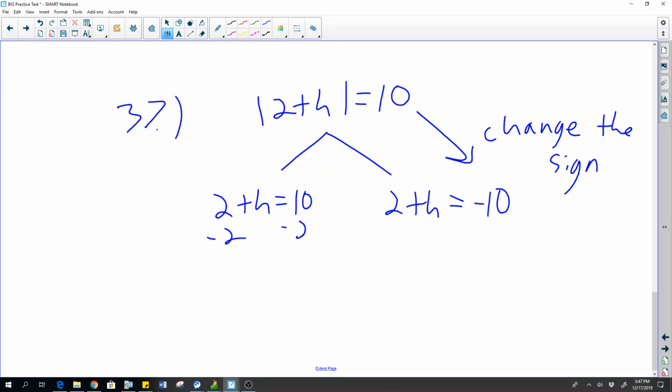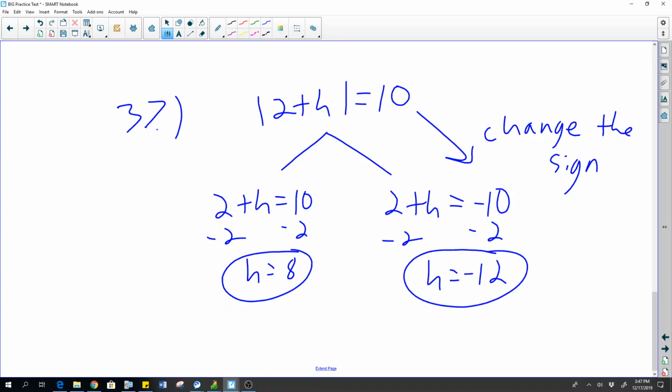So minus 2, we get h equals 8. Nailed it. And then minus 2, h could also equal a negative 12. Good. If you plug in 8 plus 2 is 10, works. Or negative 12 plus 2 is a negative 10. And then the absolute value of negative 10 is positive 10. Works. Cool. So that's another one that you definitely want to be aware of that we haven't seen for a while.